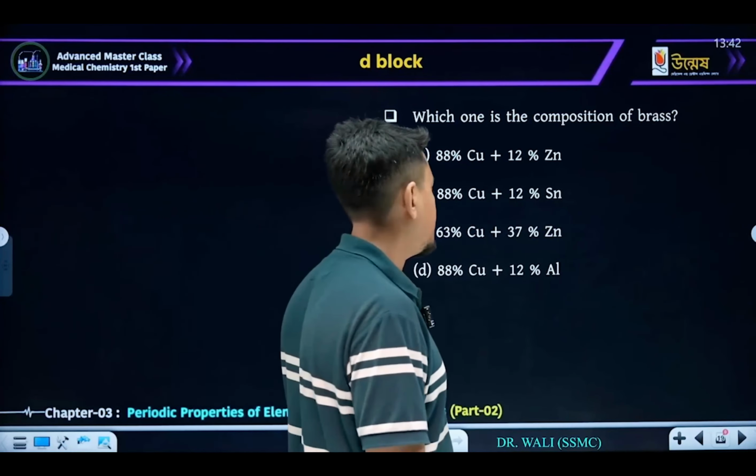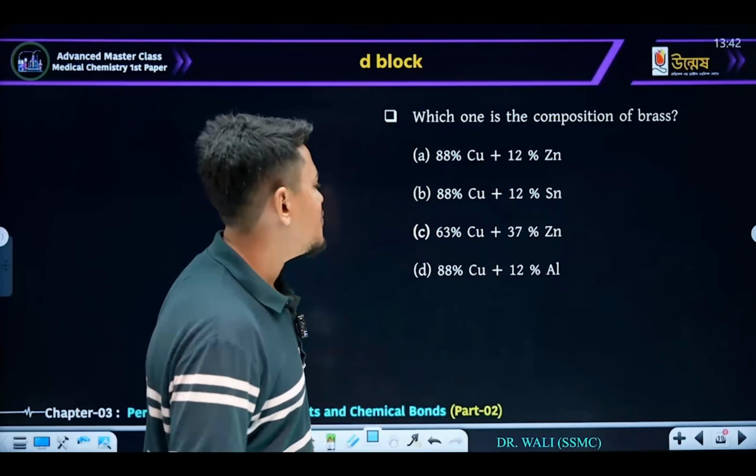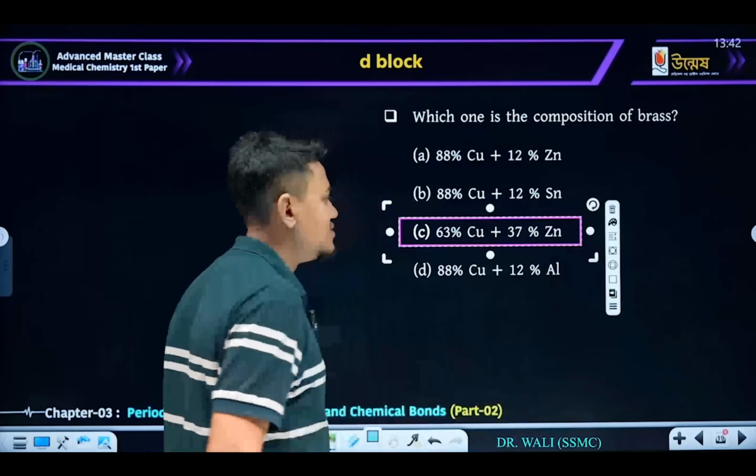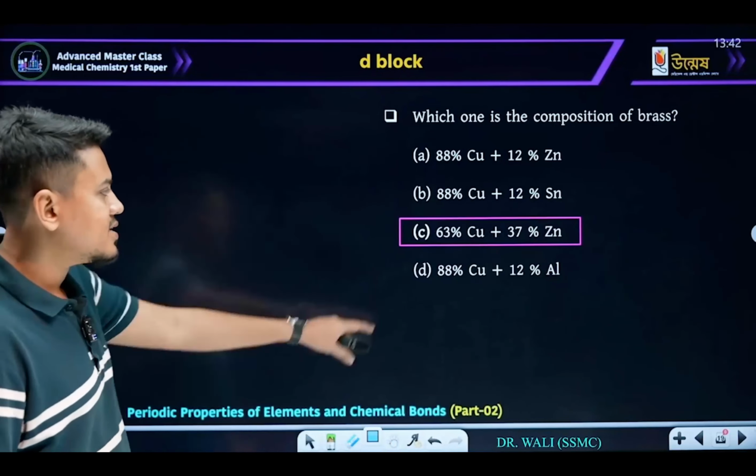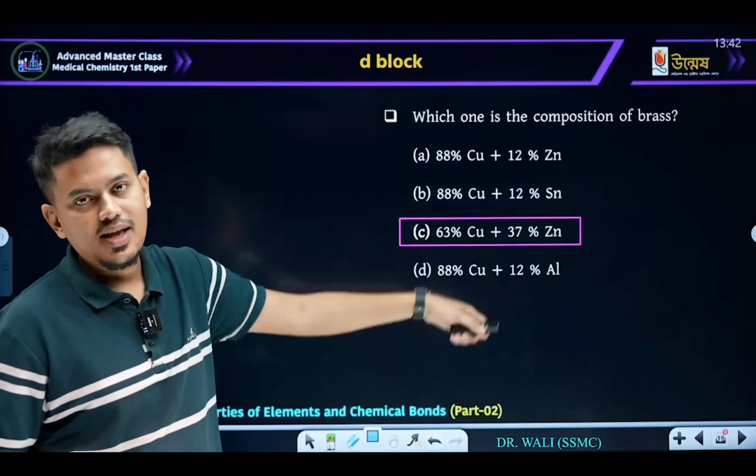Which one is the composition of brass? By brass, we mean Pital in Bangla. With brass, it is copper and zinc, and the percentage here should be 65 and 35, so which is 63 and 37. And option B was bronze, which in Bangla is Kansa.